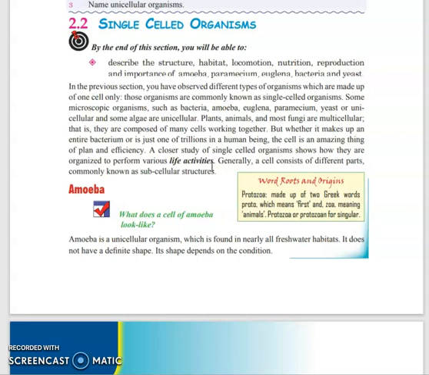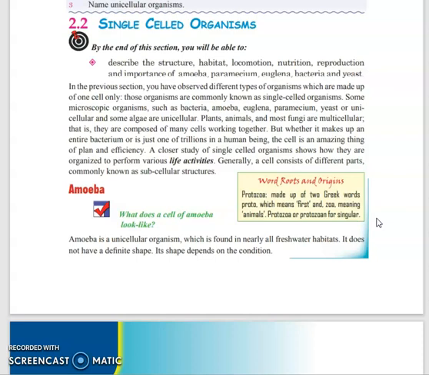But whether it makes up an entire bacterium or just trillions in a human being, the cell is an amazing thing of plan and efficiency. A closer study of single-celled organisms shows how they are organized to perform the various life activities, and we are going to see the different parts which are commonly known as subcellular structures.